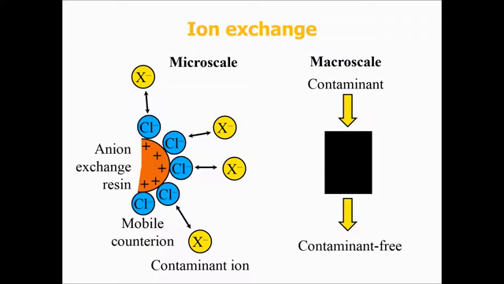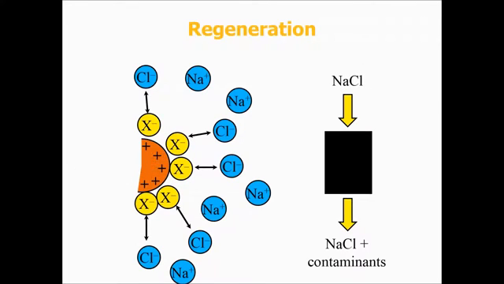And then on the right side of the screen at the macro scale, that's the scale that we observe. At the simplest level, we could think of ion exchange as a sort of black box process where we have the contaminated water in and the contaminant-free water out. And of course, we don't want to treat it as a black box, but just for illustration here at this point, we see the micro scale and macro scale of ion exchange.